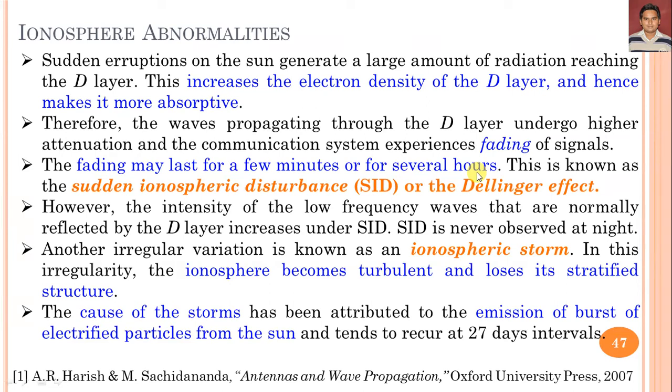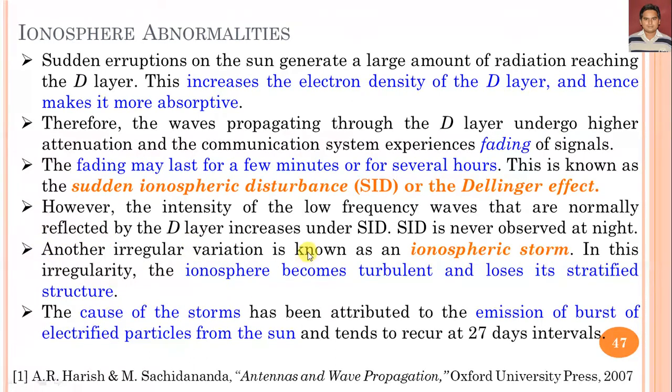So we can say the fading occurs in the ionospheric region due to the abnormalities of the environment. In that case, if the fading exists for a few minutes or several hours, then the sudden ionospheric disturbance occurs, and this is called the Dellinger effect. However, the intensity of the low frequency waves that are normally reflected by the D layer increases under SID. SID is never observed at night.